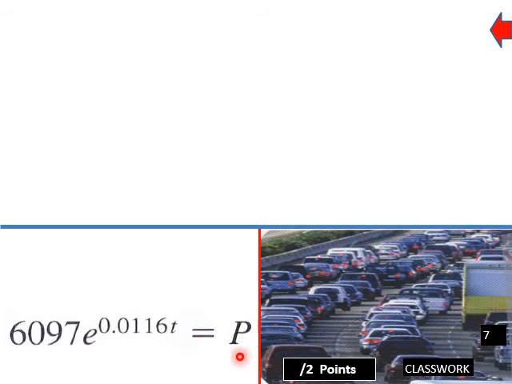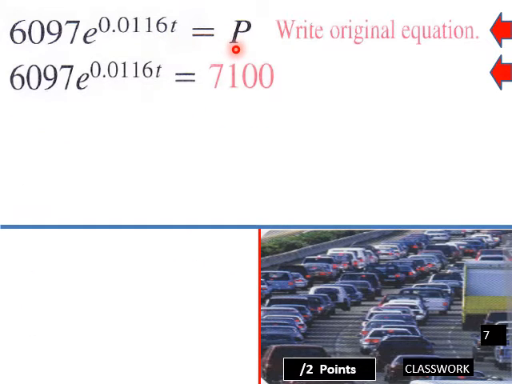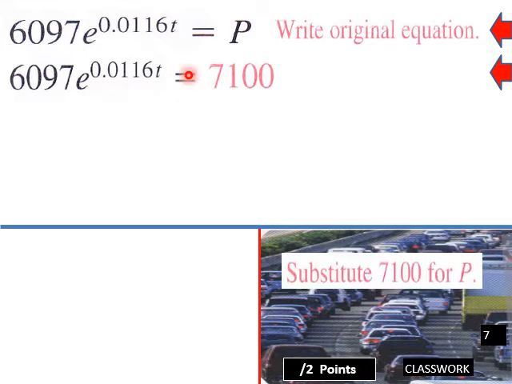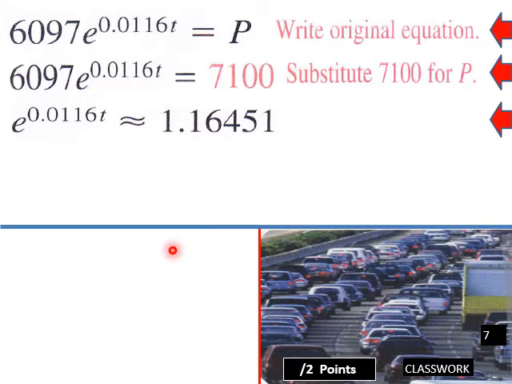When will that happen? So 6097e^(0.0116t) equals P. And now we're going to plug in 7100 for P and see the time for when that will happen. So when we do that, what do we do here? To do this, we divide both sides by 6097.